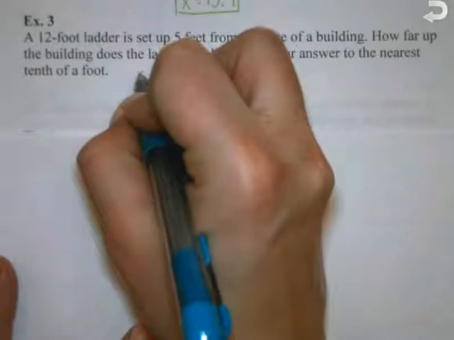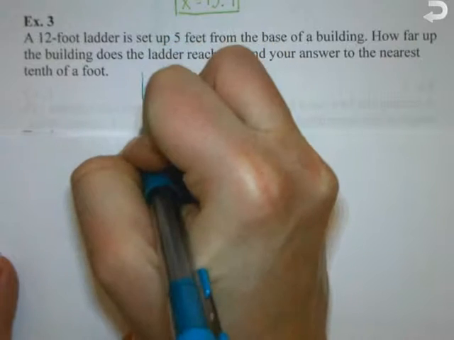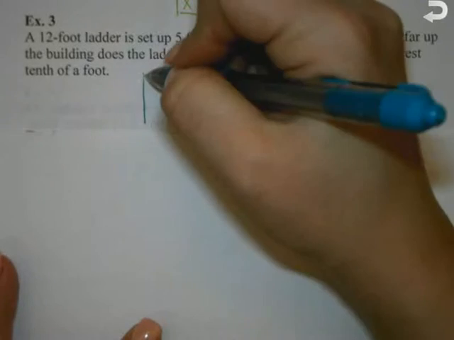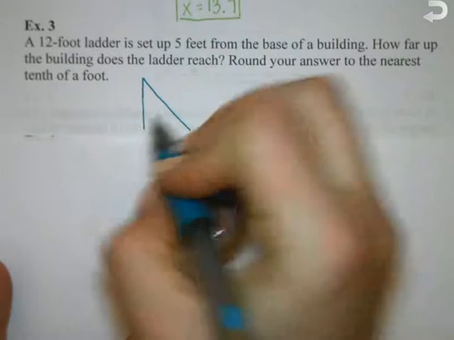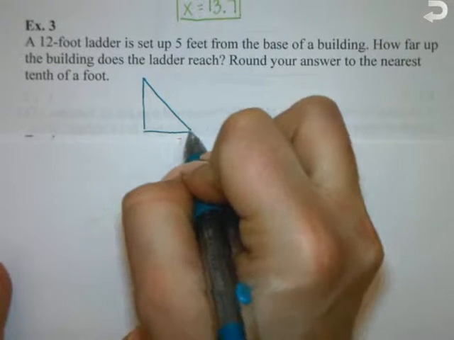So, I have a 12-foot ladder set up 5 feet from the base of a building. So that's going to make a triangle. The first thing I want you all to do whenever you have a problem like this is to draw a picture. So here's my building. We're just going to draw a line. Here's my ladder leaning up against it. And this bottom part's going to be the ground.